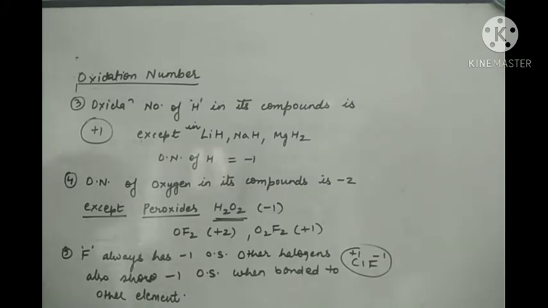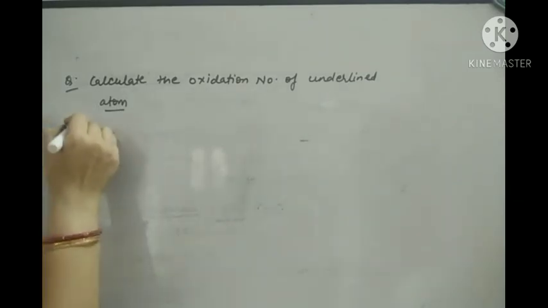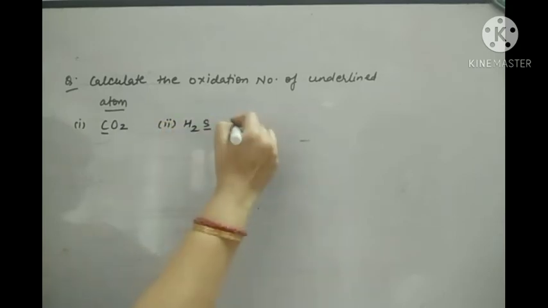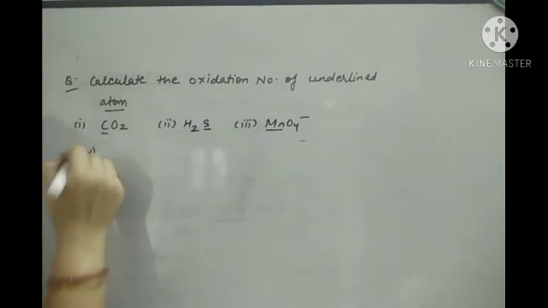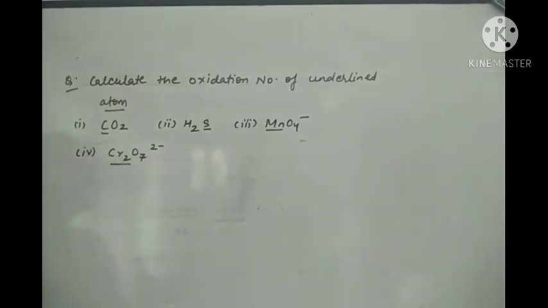Okay, so these are a few rules regarding finding out the oxidation number. Now we'll take some examples of how to find out the oxidation number of any element in compound form. The question is, calculate the oxidation number of the underlined atom. Suppose the first question is CO2, the second is H2S, the third is MnO4 minus, and the fourth is Cr2O7 2 minus.